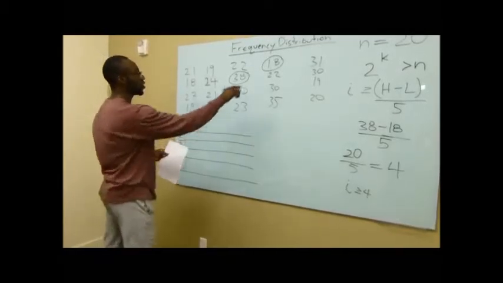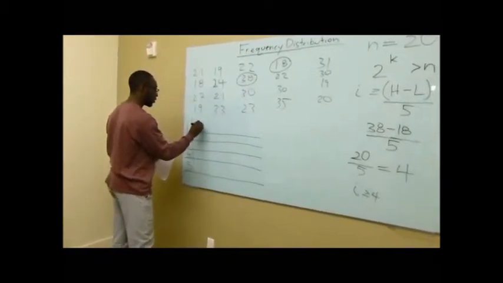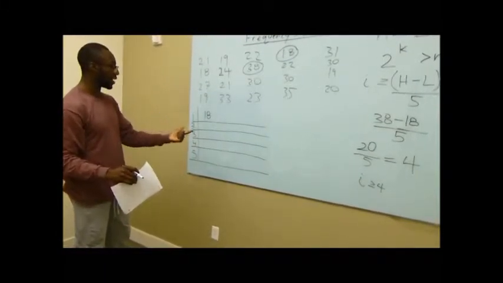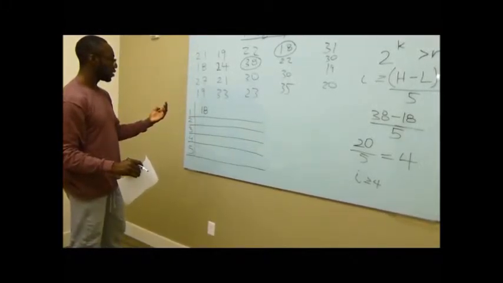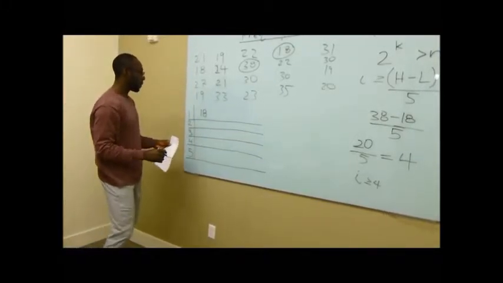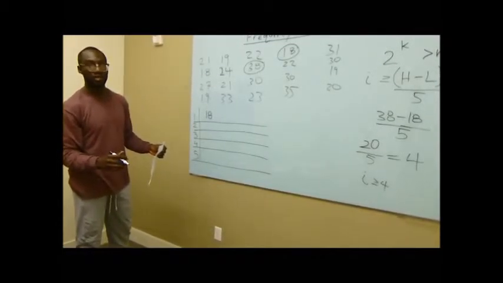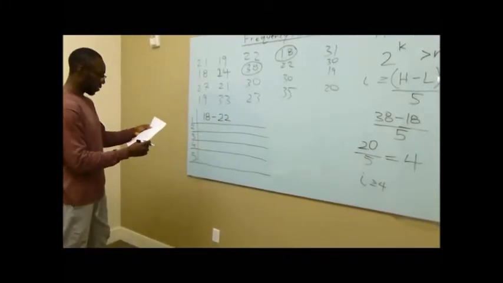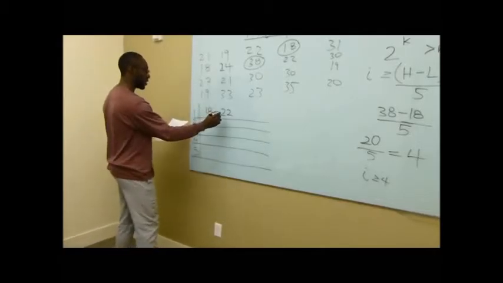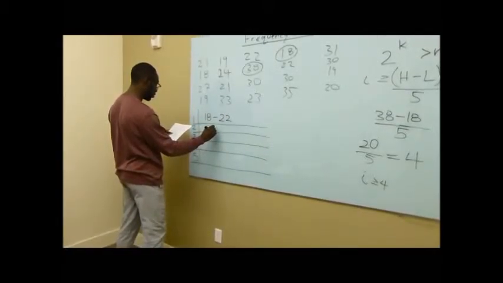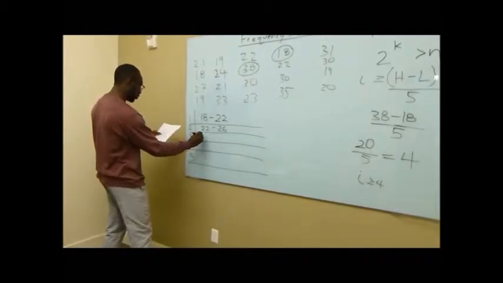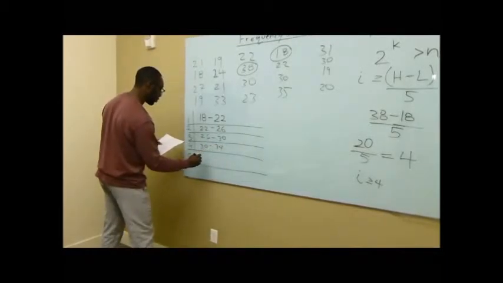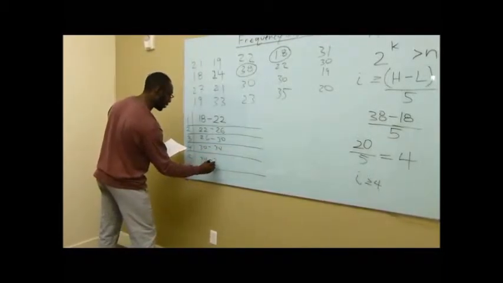So starting with the lowest number, we are going to organize them into 4: 18, 19, 20, 21, and 22. We're going to do it from 18 to 22. And I will explain to you how that's going to work. After that, you add another 4, that will be 22 to 26. And then we'll do 26 to 30, 30 to 34, and 34 to 38.